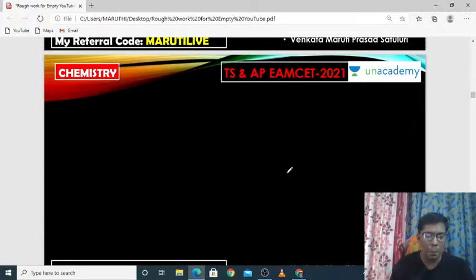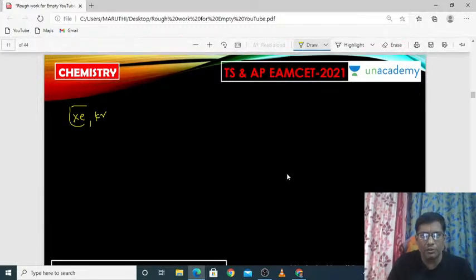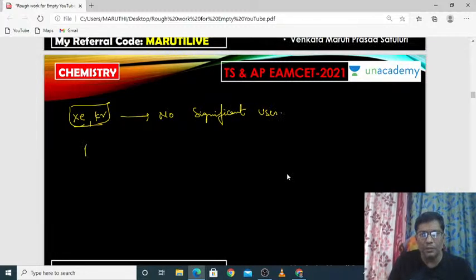Okay, suppose if you take xenon and krypton, there is no particular or significant uses at all. But suppose if you take the last inert gas, radon, radon is having some important uses. What is that?